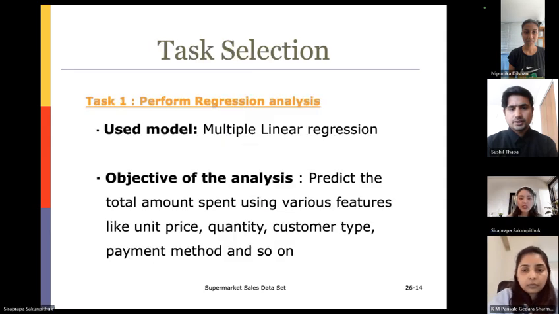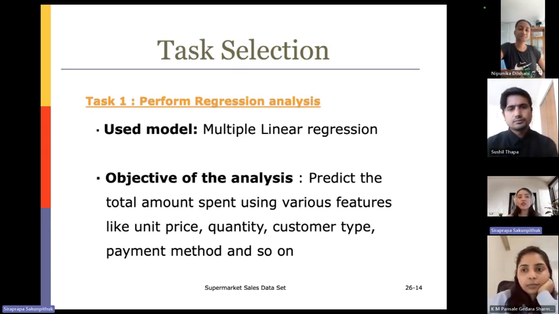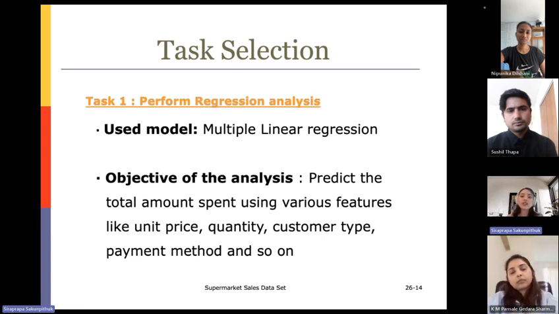So right now, moving on to the task selection. For the task selection, we perform regression analysis. We use the model multiple linear regression. The objective of the analysis is to predict the total amount spent using various features such as unit price, quantity, customer type, payment method, and so on.